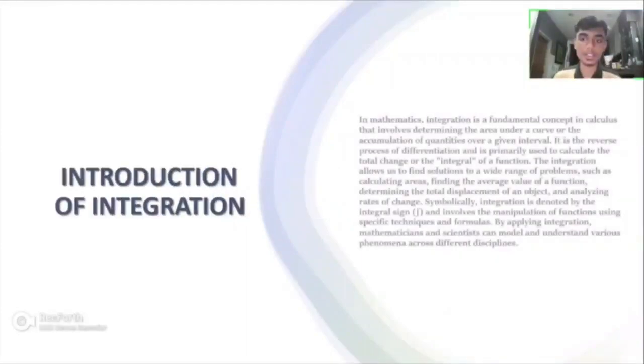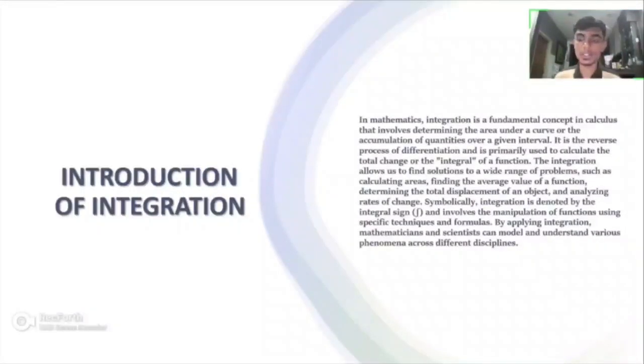Today I'm going to explain about integration. Integration in terms of mathematics is a fundamental concept in calculus that involves determining the area under a curve or the accumulation of quantities over a given interval.